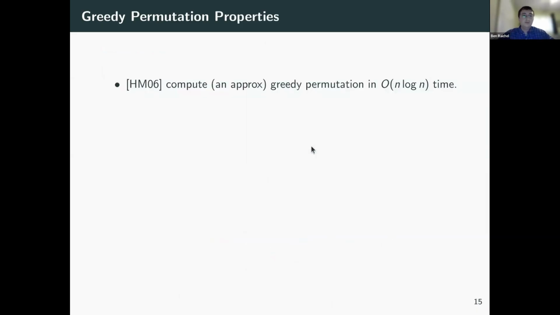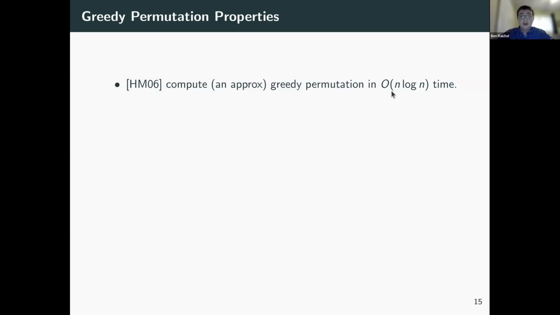Good. So for this greedy permutation, it's known that in n log n time, you can compute an approximation to it. The exact one, for our purposes, let's just think about this as the exact result, but technically, this time is for an approximation. But remember always there's a trivial quadratic time algorithm to compute this thing.